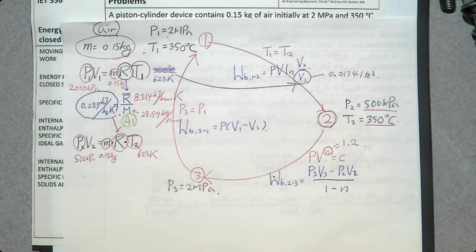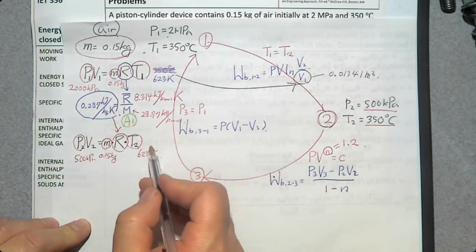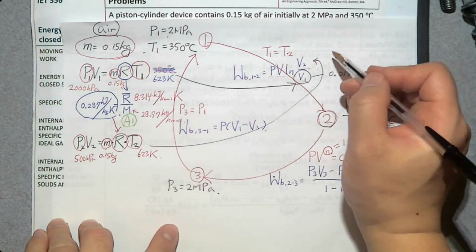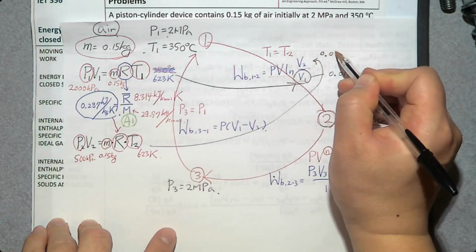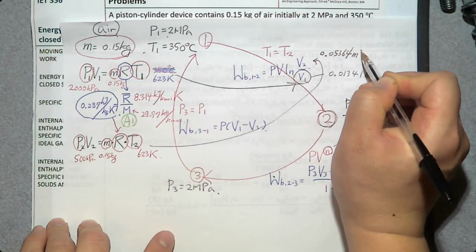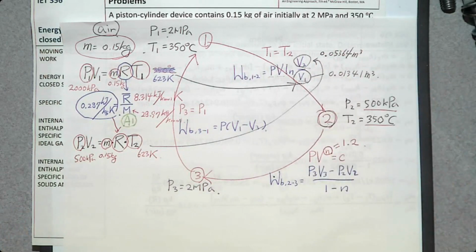So we have everything. You can determine the volume V2. So this V2 goes here, and the answer is 0.05364 cubic meters. That's V2. Then what about this PV?